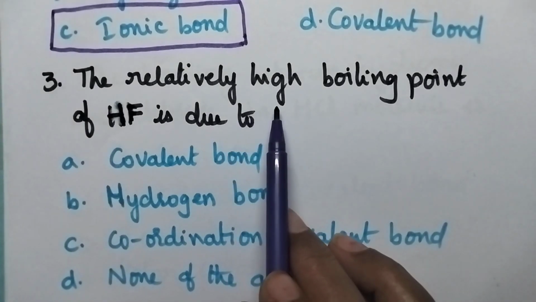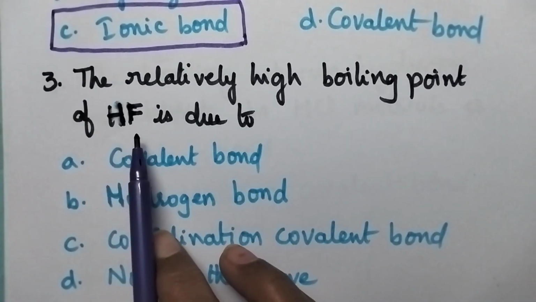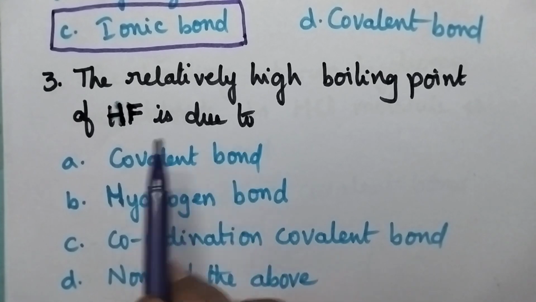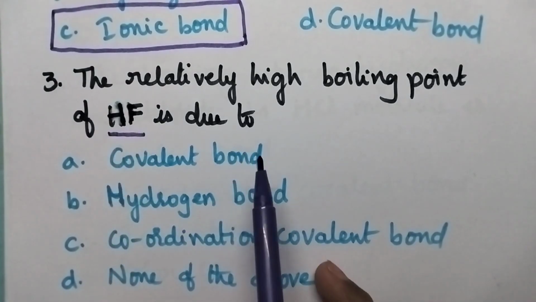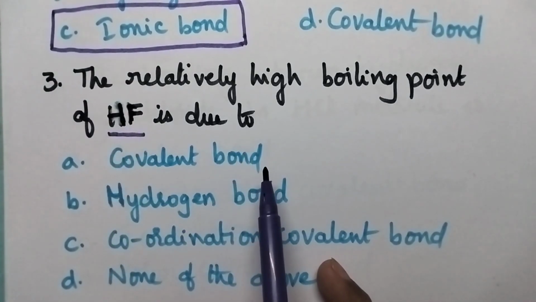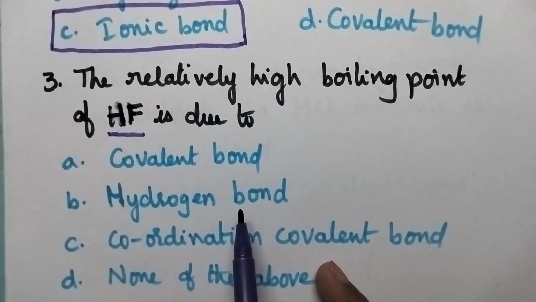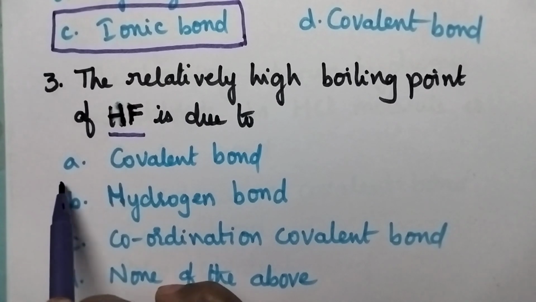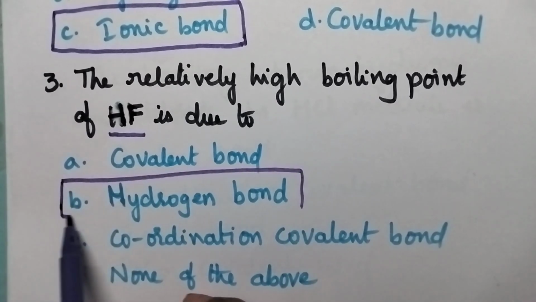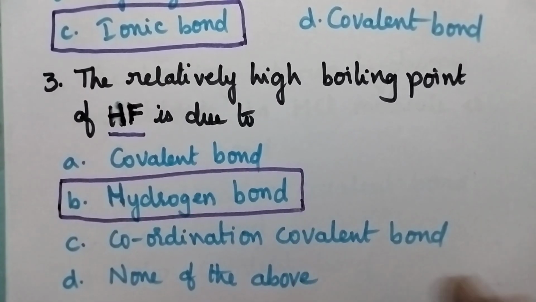The relatively high boiling point of HF is due to: HF exhibits a very high boiling point and that is totally due to the presence of strong hydrogen bonding. So option B, that is hydrogen bond, is the right answer.